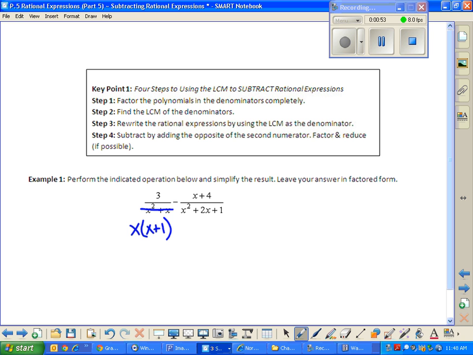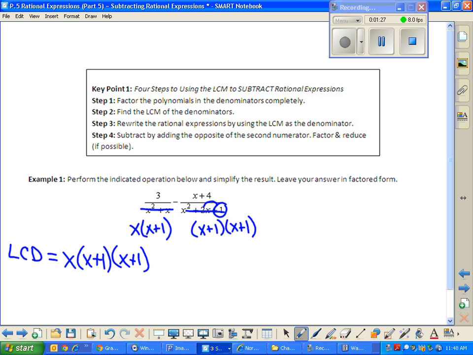And then x squared plus 2x plus 1, there's no GCF, so I'm thinking about the factors of 1 that make 2. That is x plus 1 times x plus 1. So now I can use these factored denominators to identify my least common denominator. I bring down the factors on the left, and then I compare them with the factors that are written on the right. What's missing? Another x plus 1. Very good. So that is my least common denominator.